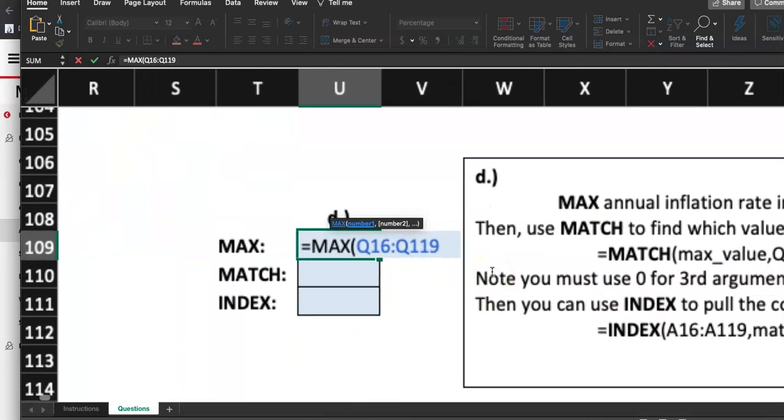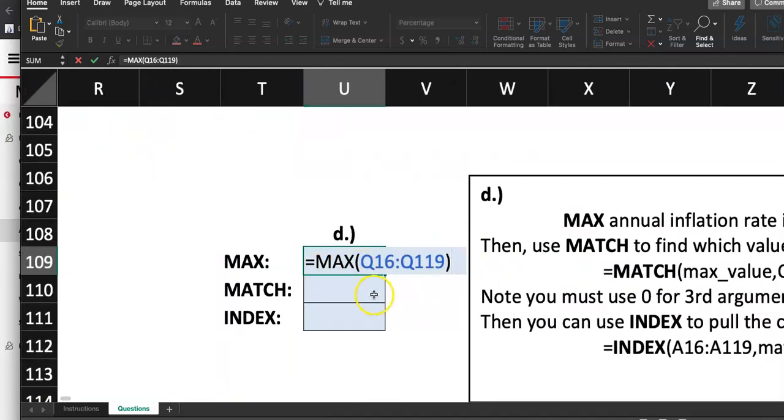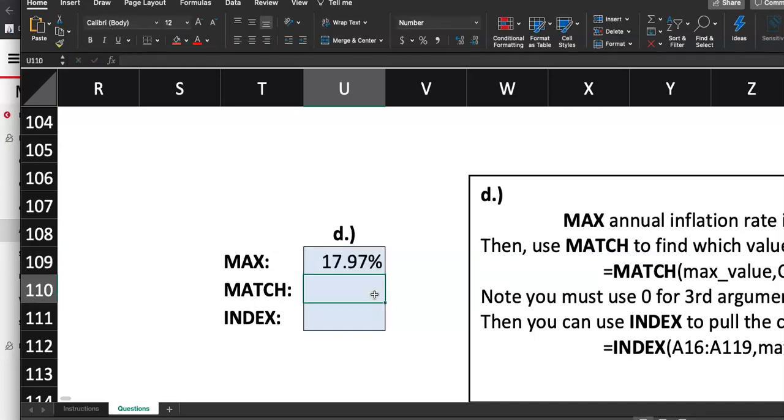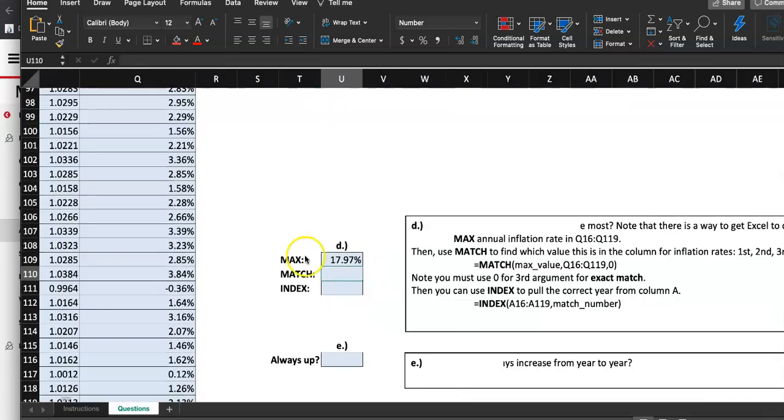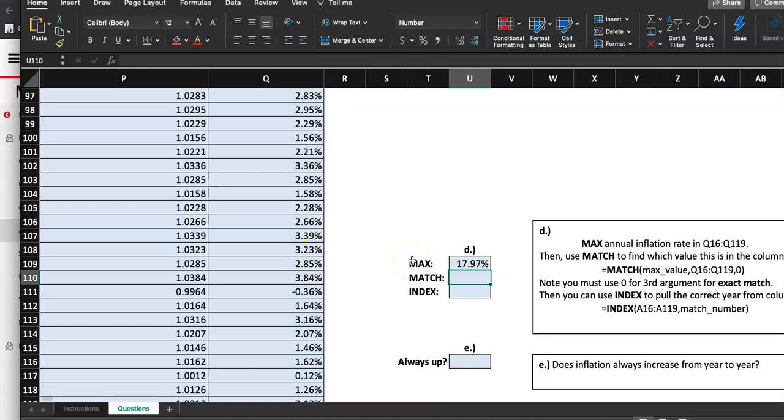So what you want is something like this. I guess we can see it, but there are so many numbers there. It will be much easier to use the Excel maximum function. So equal sign, max, Q16 to Q119. Ta-da! The maximum inflation rate was 17.97. Oh my goodness. All right, what year is it? See, that's the next question that I want to answer. What year did that happen? And what in the world happened in that year?